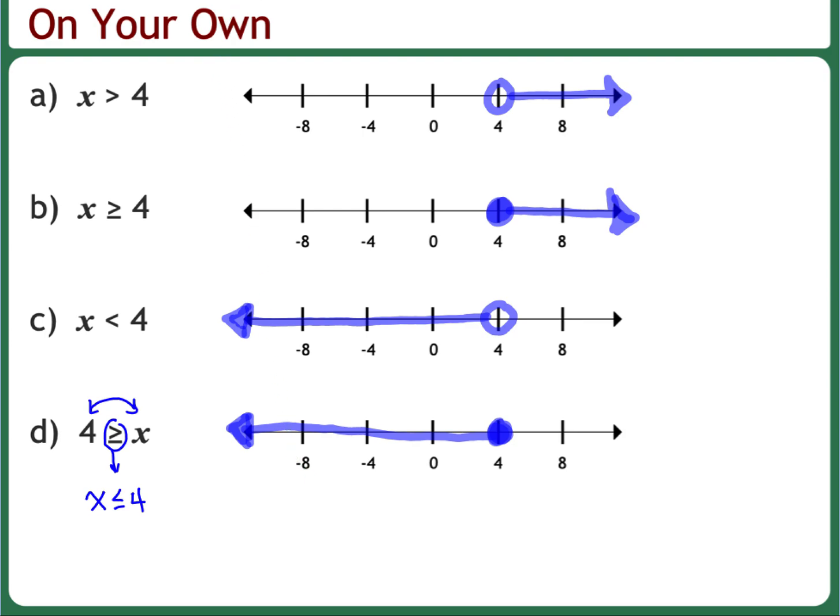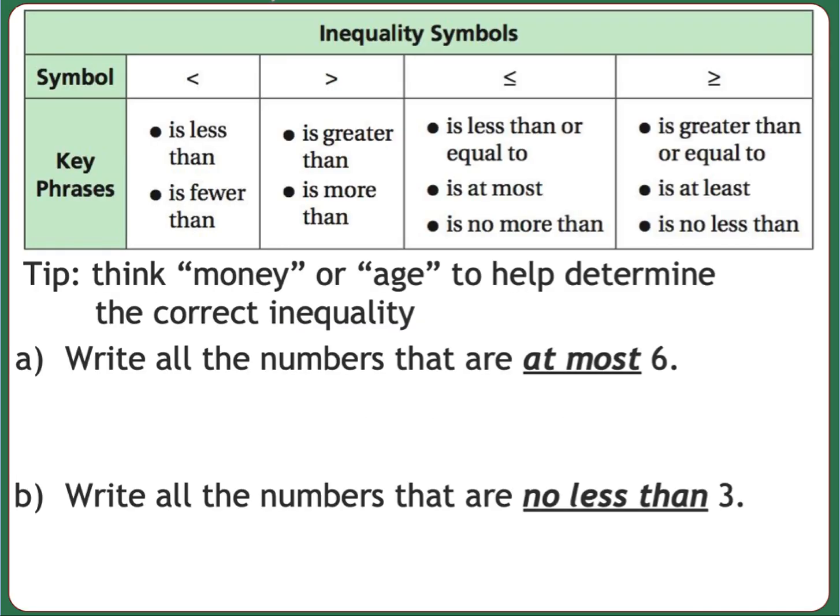All right, so let's move on to inequality phrases. So this can be a little tricky. Here are some key phrases that mean the different types of inequalities. So is less than, is fewer than, is greater than, is more than, is less than or equal to. That one's pretty obvious, less than or equal to. These are the tricky ones.